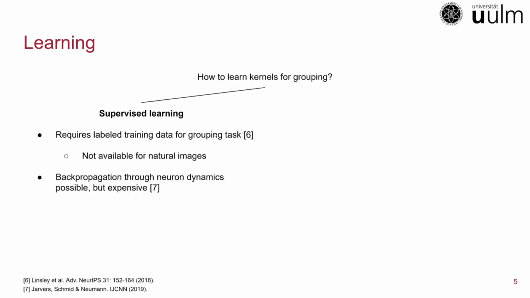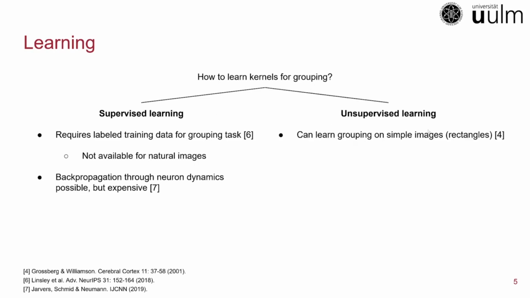One possibility would be to use supervised learning. However, that requires labeled training data, and those aren't really available for grouping tasks in natural images. This has been mainly done on simple artificial image domains. Also, since we based our recurrent cell on a neuron model, we'd have to backpropagate through neuron dynamics, which is possible but computationally expensive. So instead, a better possibility is to use unsupervised learning.